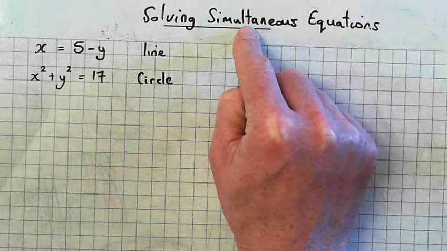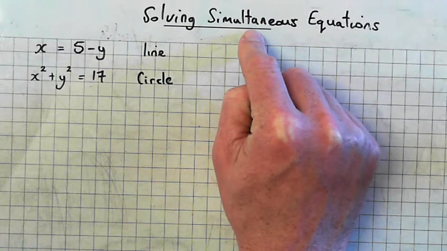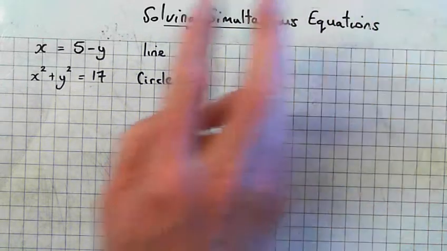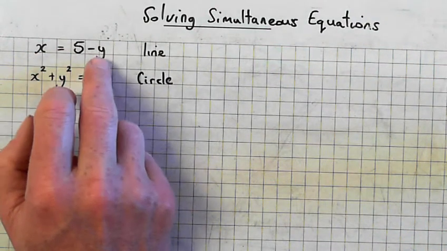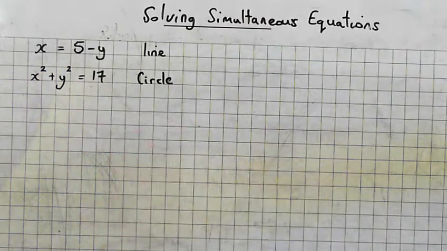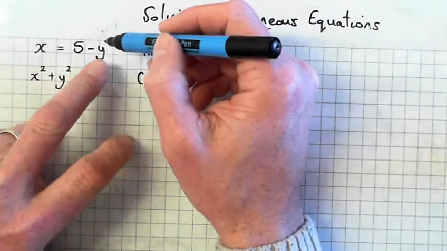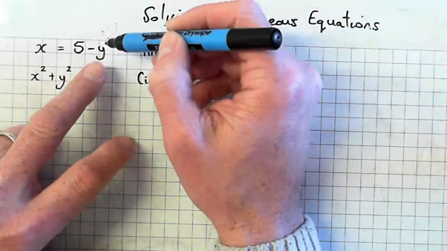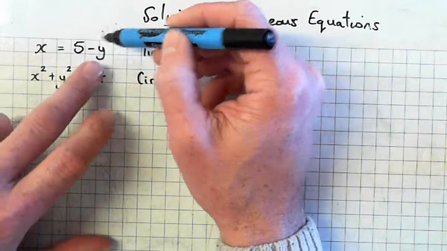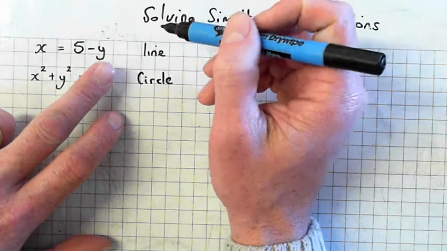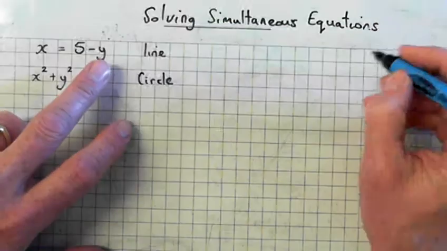So, simultaneous equations. When you solve simultaneous equations, there are two unknowns. And what are the two unknowns? The first unknown is x, and the second unknown is y. The first equation up here is a line equation, and you can tell that it's a line equation because it has an x, a number, and a y. There's no x squared or y squared. There's no squares in it.